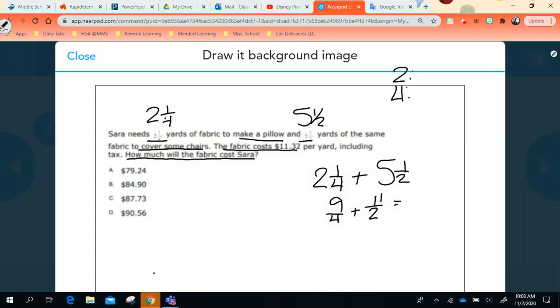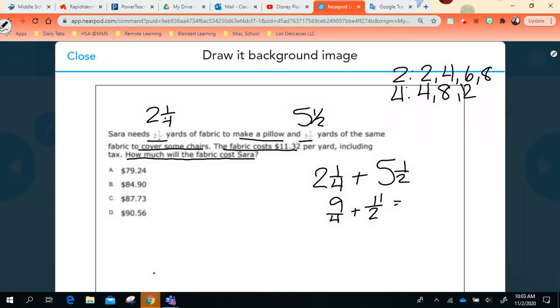So for least common denominator, you can use your counting by number sheet. And I'm gonna look for 2. And I'm gonna go 2, 4, 6, 8. And then I'm gonna look for 4. And I'm gonna do 4, 8, 12.